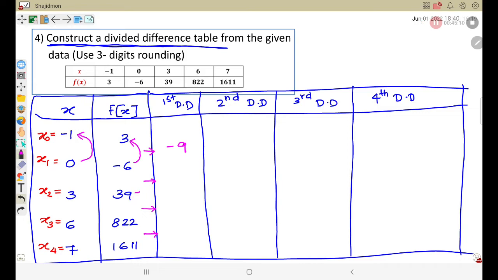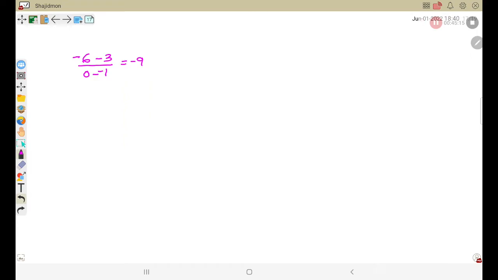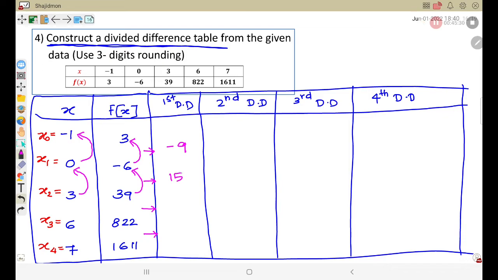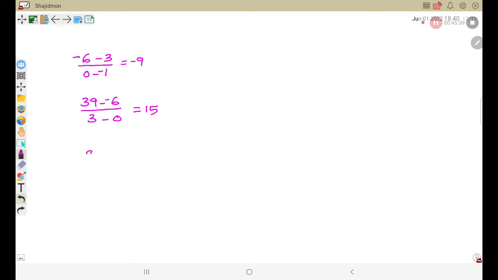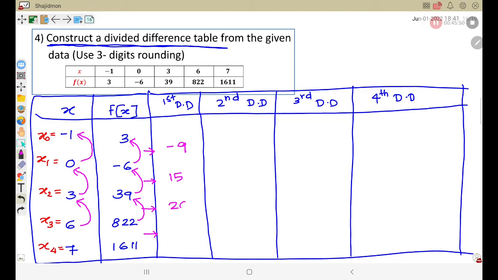Now in the same way we calculate this number minus this number divided by this number minus this number. So what is the number? 39 minus 6, it becomes plus, correct, divided by 3 minus 0, you will get 15. So I can write here 15. Now again the next two numbers: 822 minus 39 divided by 6 minus 3, you will get 261, correct. So you can write 261.